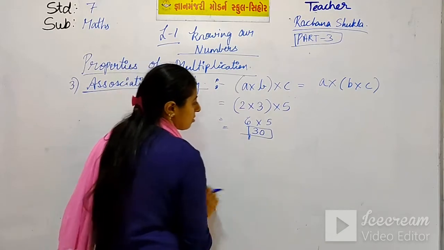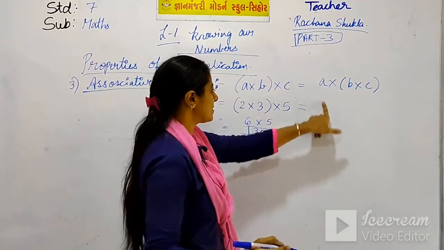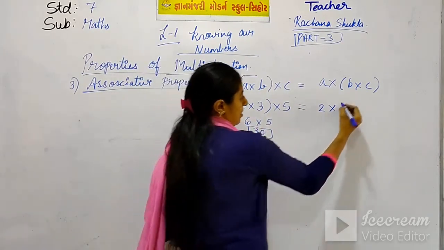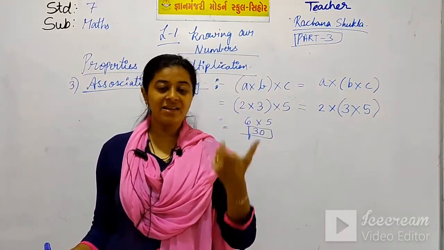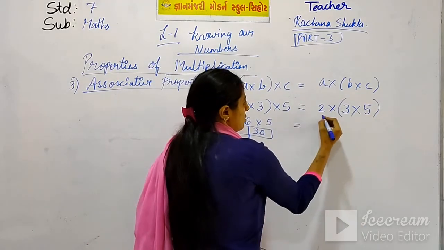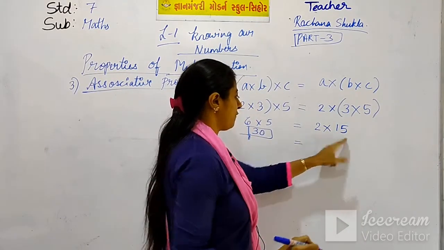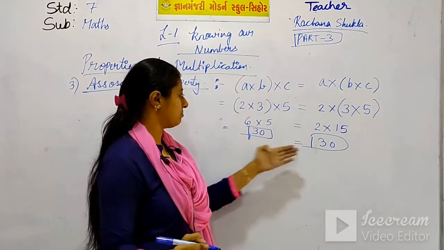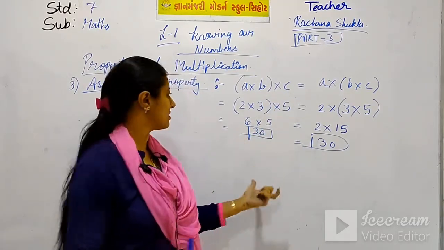Please start writing all these things in your fair book. Now look here. What was A? 2 into what was B? 3 in the bracket, and C is 5. Now see here, we have the same numbers but we have changed the order this way. So 2 into 3 5s are 15. 2 15s are 30. We got the same answer on both the sides. Whether we have changed the order or not, we will get the same answer.